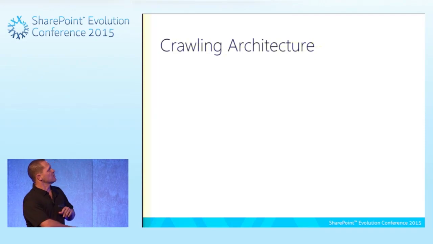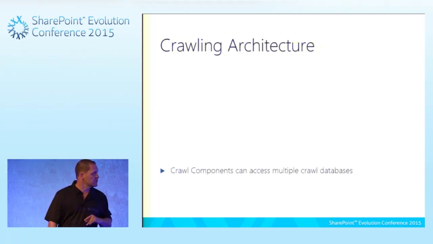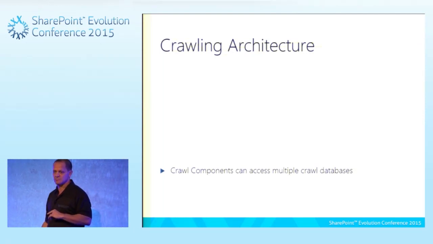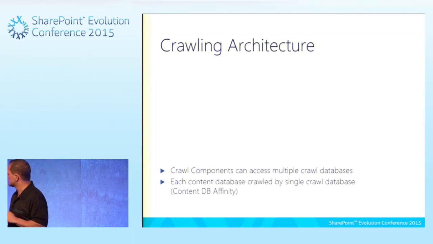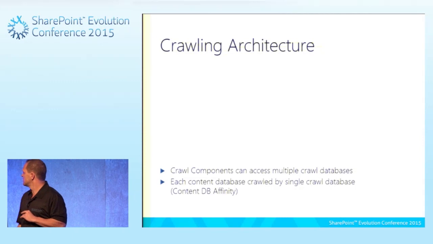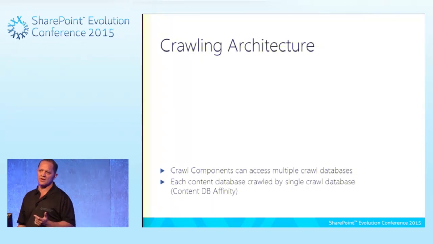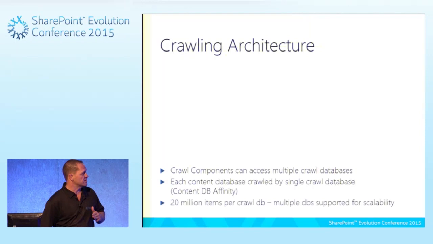So if we look at the crawling architecture, the first thing we need to know is crawl components can have multiple crawl databases. And you'll see in the diagram now what happens. What you'll also see is that each content database is crawled by a single crawl database. So if I've got more than one content database and I've got more than one crawl database, they'll each go to a different one. You'll see that in the diagram now as it goes forward.